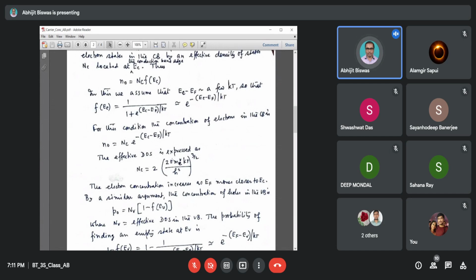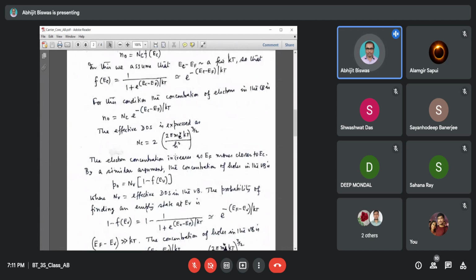So the concentration of electrons in the conduction band, n0, is equal to NC e to the power minus (EC minus EF) by kT. This EC minus EF is always positive here because we have considered a low or moderate level of doping.